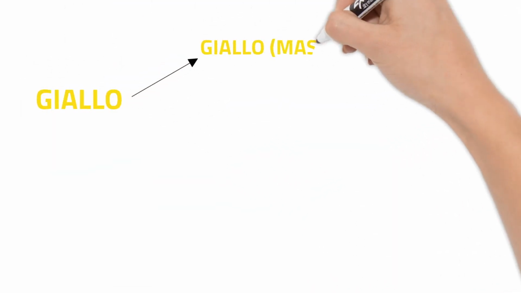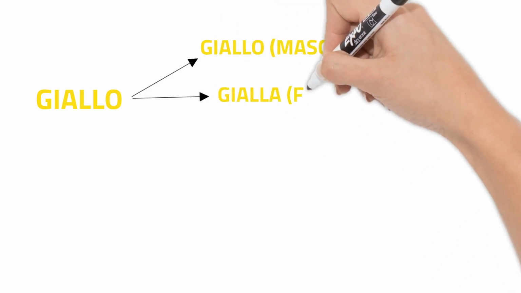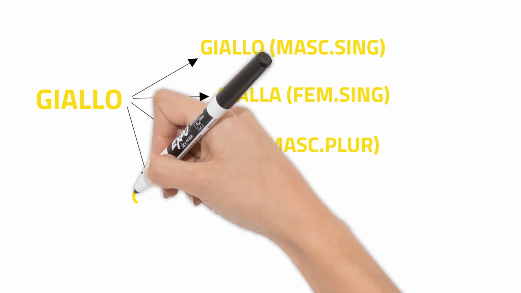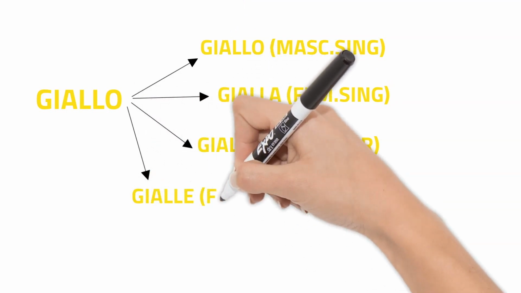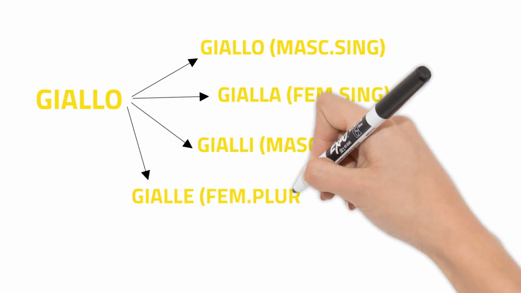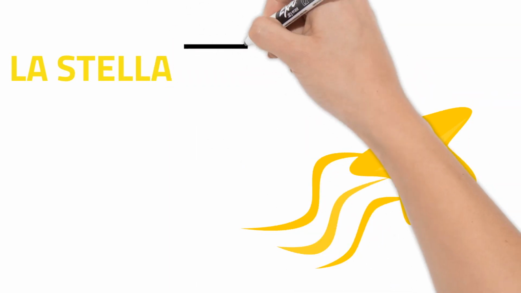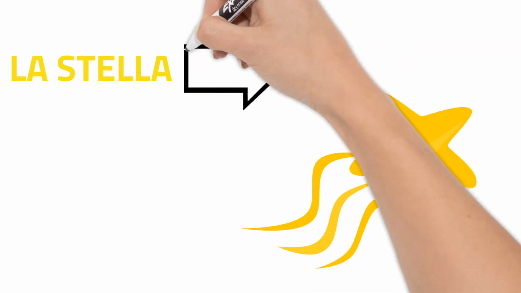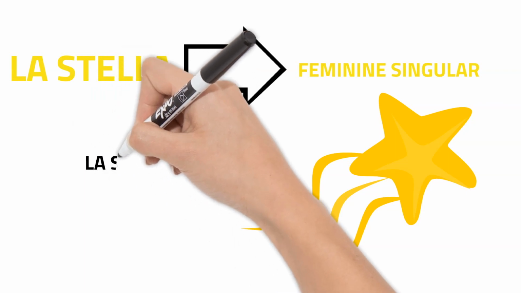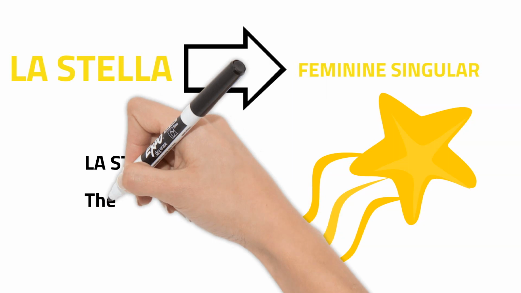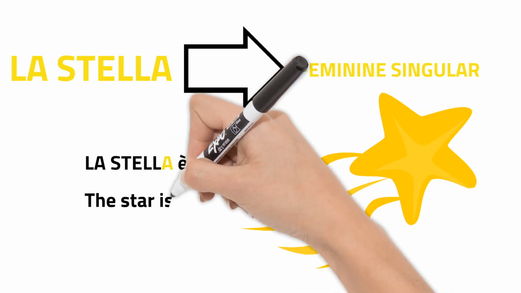Next color is giallo, which is yellow. We have giallo, masculine singular, gialla, feminine singular, gialli, masculine plural, gialle, feminine plural. Time to make another example. Over here we have a star, which is stella, la stella, which is feminine singular in this case. So let's make a sentence together. La stella è gialla. As you can see, stella and gialla agree with each other. They're both feminine singular and end with an A.